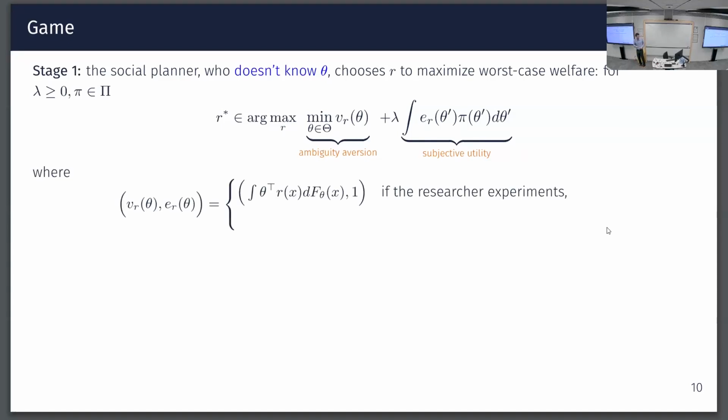If the researcher runs the experiment, welfare is just the dot product of the parameter times the decision, integrated over the distribution of my X. And then this indicator of running the experiment, E R of theta, is going to be equal to 1, in the sense that I'm going to receive some positive value lambda for the researcher to run the experiment.